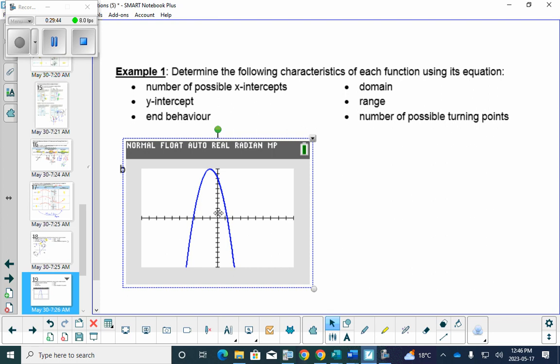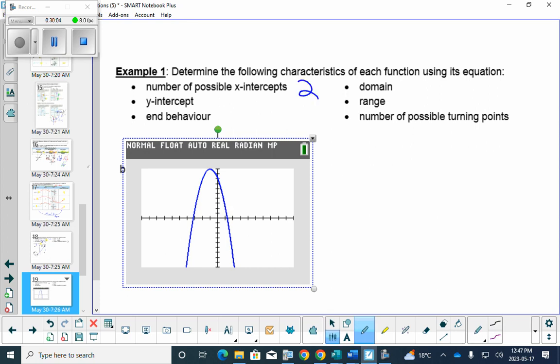Okay. So again, doing that little checklist in your head is entirely optional, but it does help you cut down on your mistakes, right? If you accidentally hit the negative key or the subtract key. So number of x-intercepts, 2.